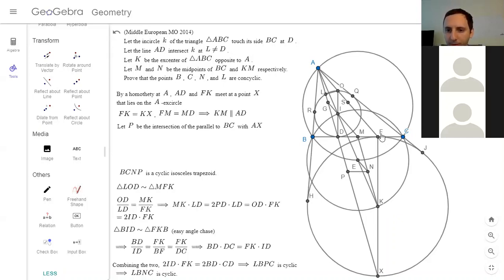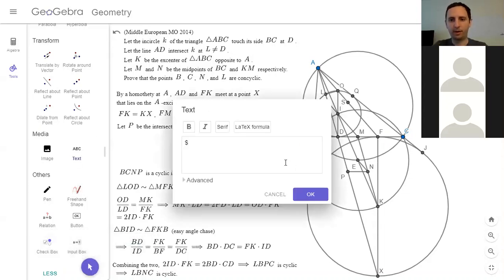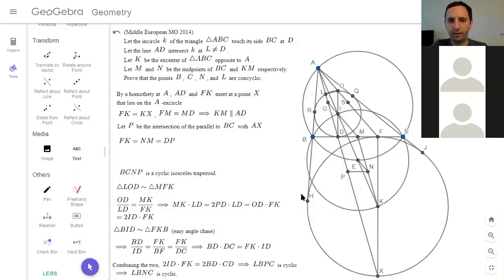So how do we use FN equals MN? Because it's a right triangle and N is the midpoint of MK. So FN is equal to NM, and FN is equal to DP since it's a parallelogram. So that basically means BPNC is okay. So from there, I think this is pretty much a complete proof.